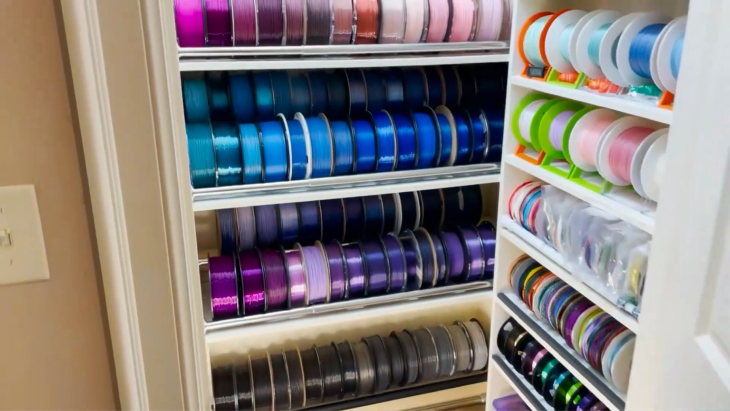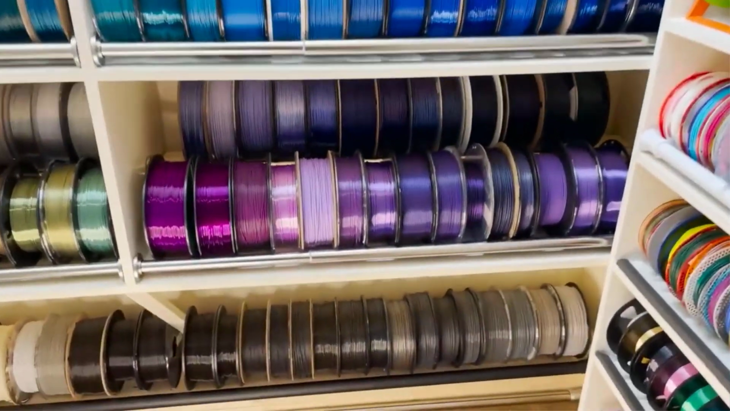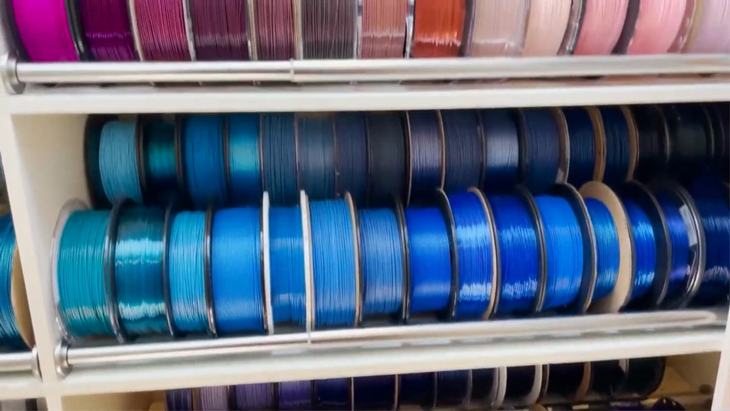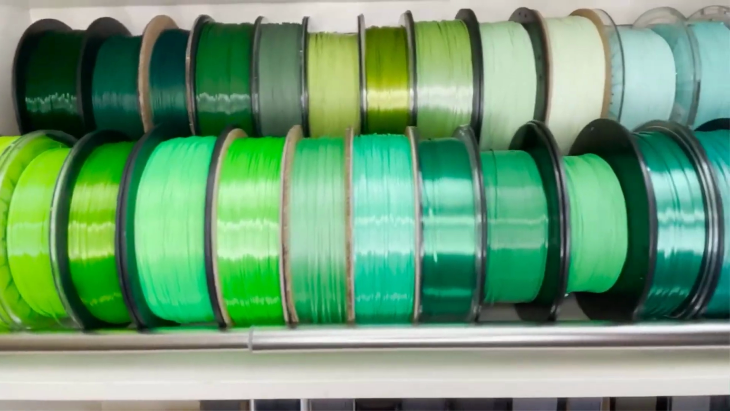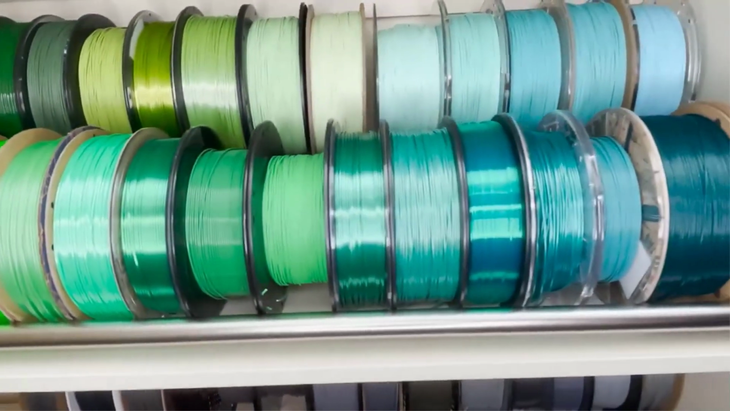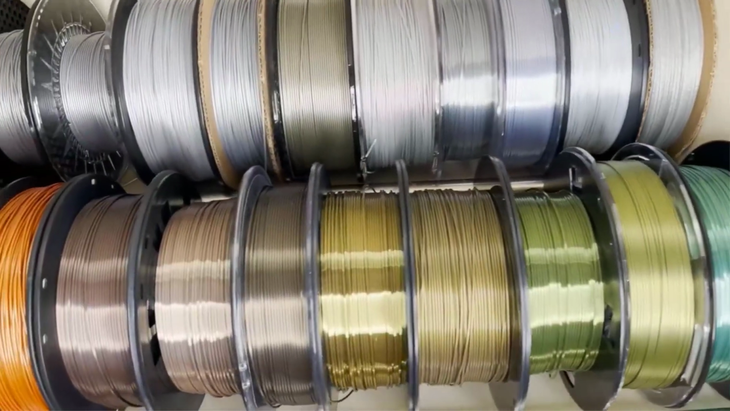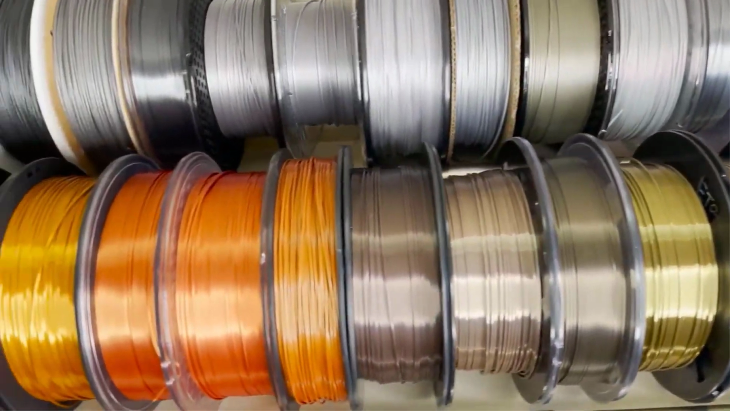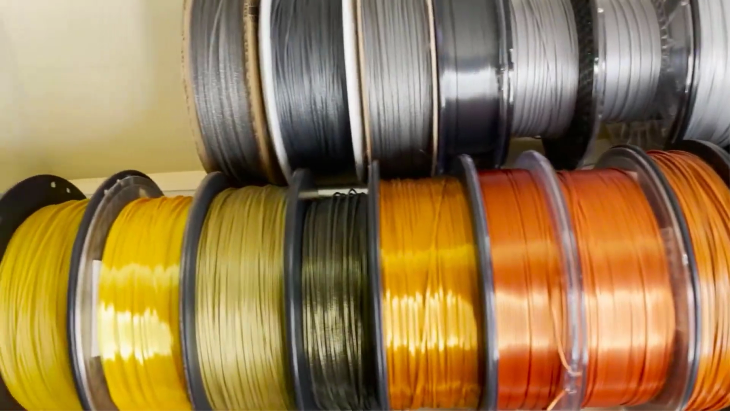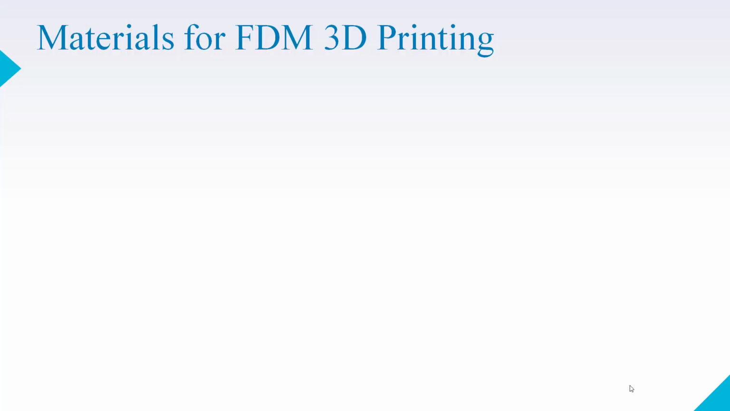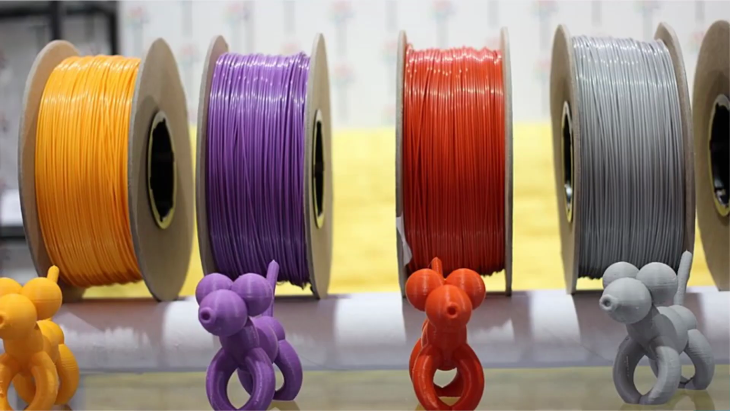Hello guys, welcome back. In this video, we will talk about the materials we can use in fused deposition modeling, or FDM 3D printing. We all know that FDM 3D printing is the most common type of 3D printer, and you can find this type of 3D printer in every workshop, every college and every industry because it is low cost, less expensive and a user friendly 3D printer. So in this video we will talk about the different materials we can use in FDM 3D printing.